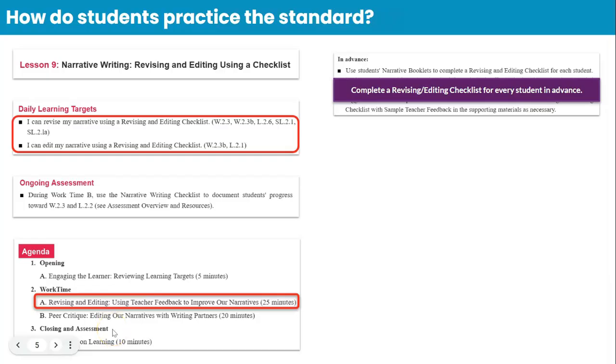We are focusing on Lesson 9 because students will repeat this same revising and editing process in the Unit 3 Assessment Part 2 during Lesson 12. Lesson 9 gives students the opportunity to practice. Prior to the start of the lesson, it's critical that the teacher review each student's writing and complete their revising and editing checklist. The aligned learning targets in the lesson narrative are: I can revise my narrative using a revising and editing checklist, and I can edit my narrative using a revising and editing checklist.